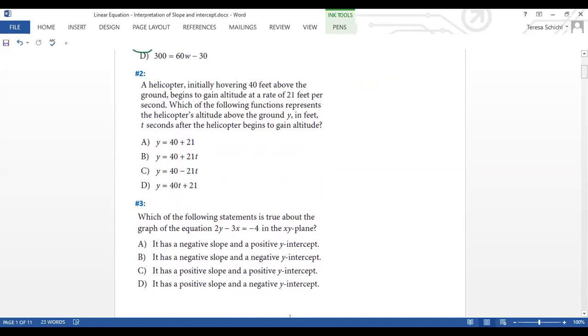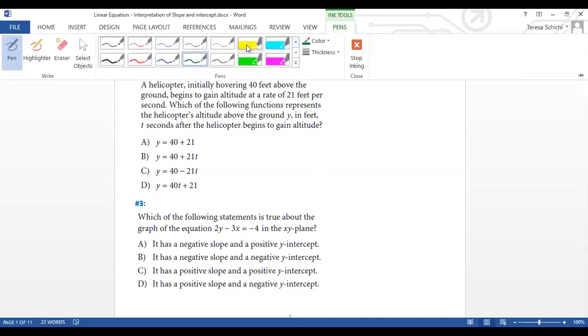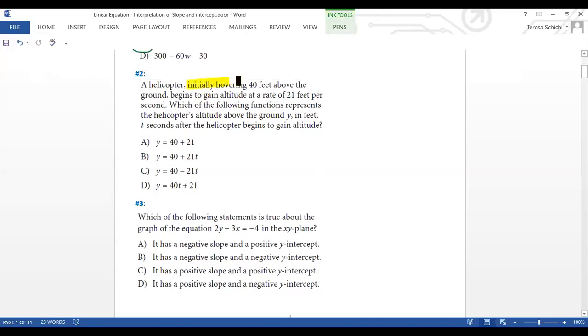Let's take a look at the next one. Let's try to highlight the keywords we need to find. A helicopter is initially hovering 14 feet above the ground. After that, it begins to gain altitude at a rate of 21 feet per second. Oh yes, I found my keyword: initial is 40 feet. And then they say it begins to gain altitude at a rate of 21 feet per second.